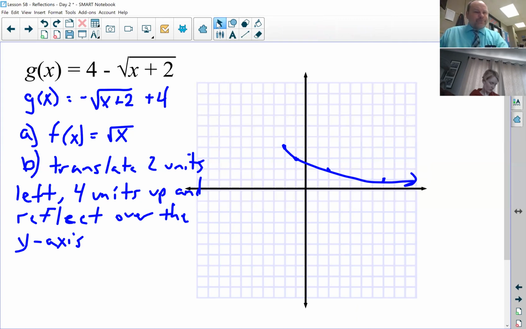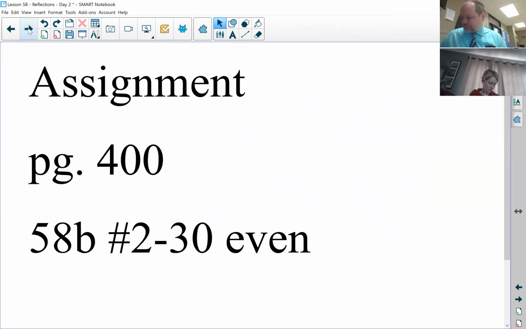All right. So for your assignment in 58B, numbers 2 through 30, just the evens, just because I didn't think you needed to make 20 graphs. 10 was more than enough.